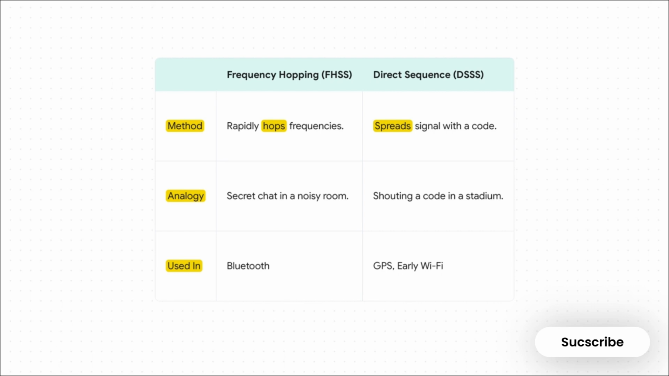The other is direct sequence, which things like GPS and early Wi-Fi used. This takes your signal and spreads it way out using a special code. It's like instead of just shouting one word across a noisy stadium, you shout a whole long sentence that you both agreed on beforehand. Even if some noise drowns out a few words, the whole message still gets through. They're both just brilliant ways to cut through the noise.